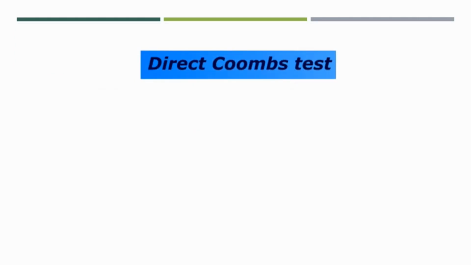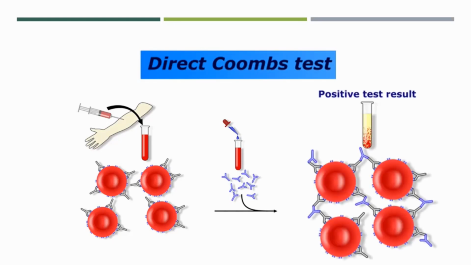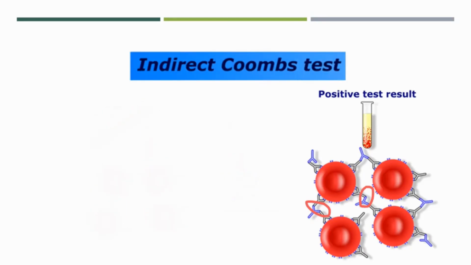In a direct Coombs test, you start with the patient's red blood cells, which you suspect may already be under attack by antibody. You add the Coombs reagent, and if the red cells you are testing are indeed covered in antibody, the Coombs antibody, each of which has two antigen binding regions, will join multiple red blood cells together, causing clumping. In an indirect Coombs test, there's an additional step.